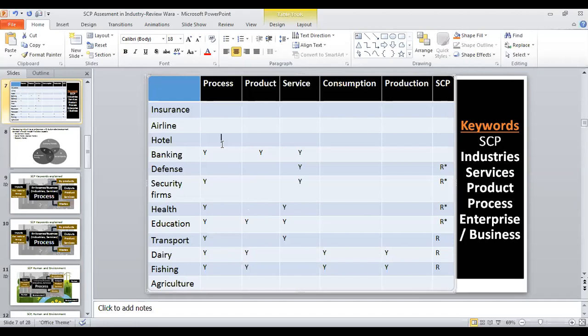So hotel industry, yes, processes are there. So they are also offering the packages and all. They are offering products. These products are, of course, the services. You have the consumption aspect of that. You have production aspects, but I leave this too. But let's say this is the relevancy for sustainability. Airlines, industries, a process. They have the products as well. Services are there.